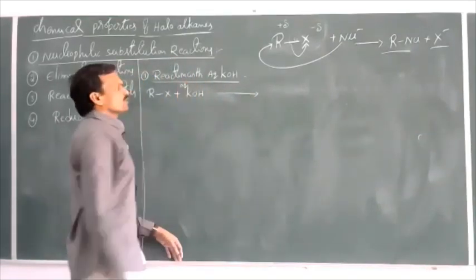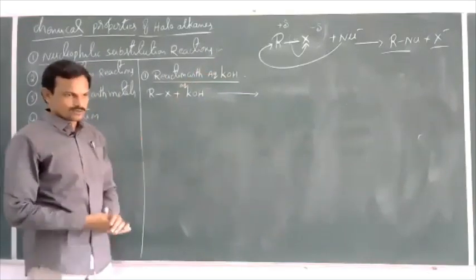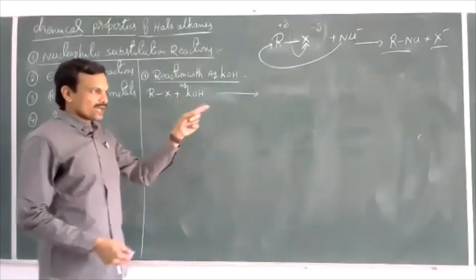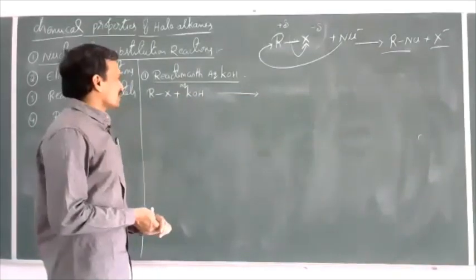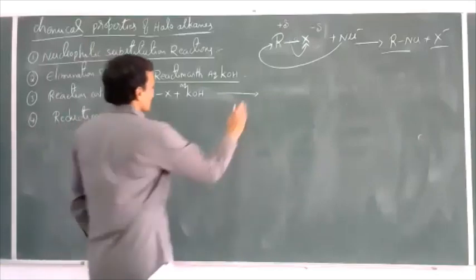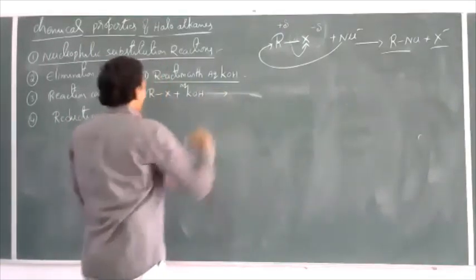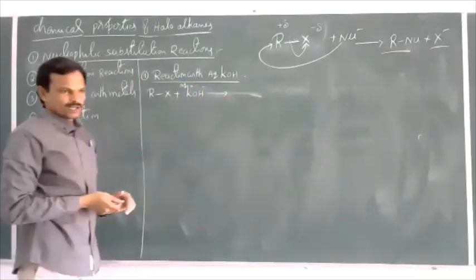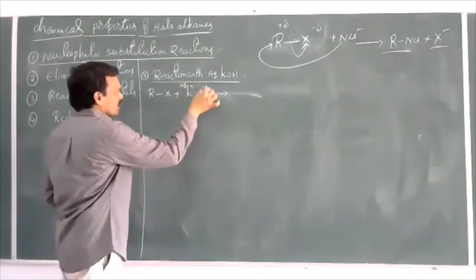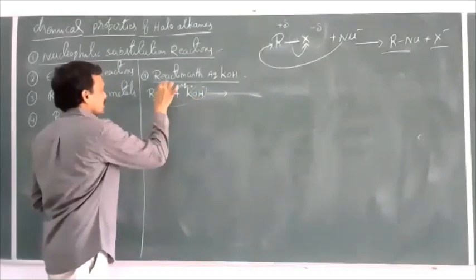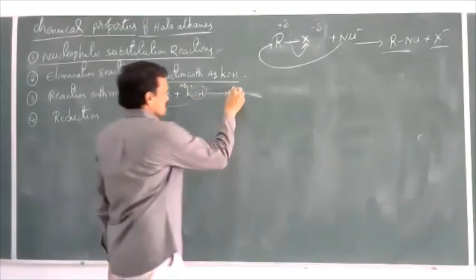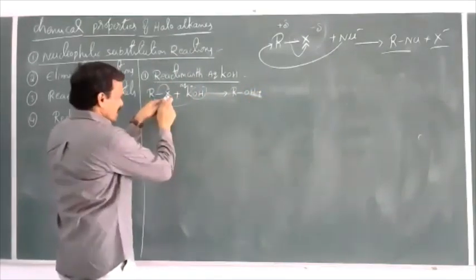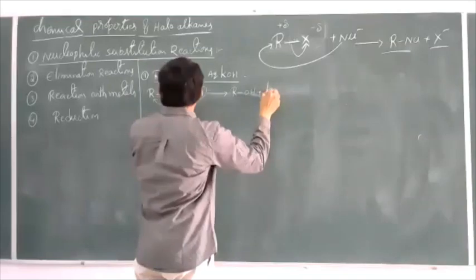Again, KOH you can prepare in two ways, aqueous KOH and alcoholic KOH. Aqueous KOH is used for nucleophilic substitution, whereas alcoholic KOH is used for elimination reactions. Now, this KOH splits into K plus and OH minus. This nucleophile OH minus can attack this and replaces X minus. As a result, you can get ROH, and the replaced X minus and the remaining K plus combine and exist as KX.